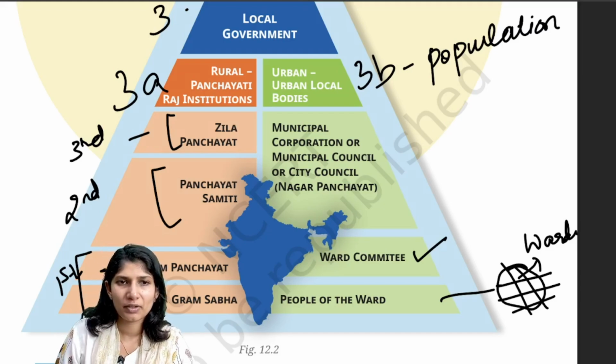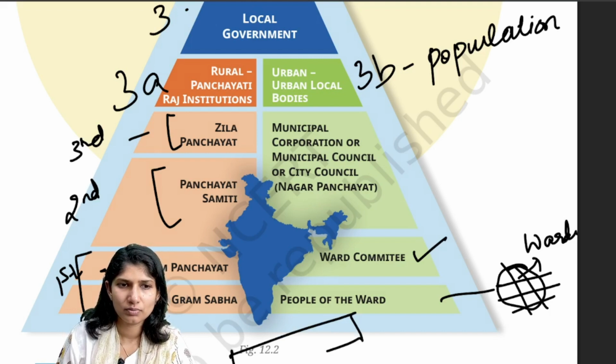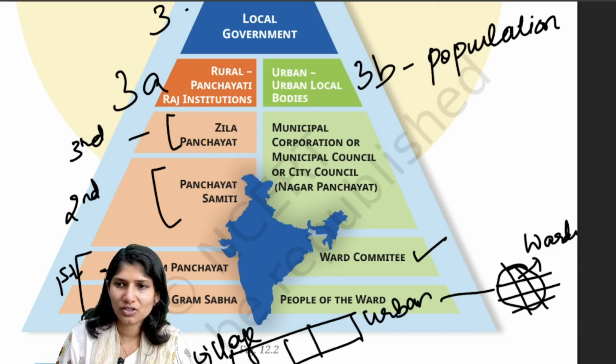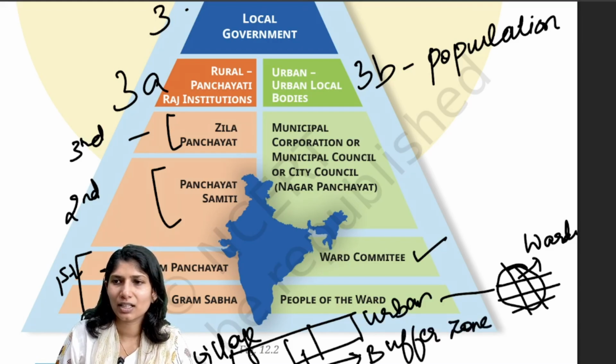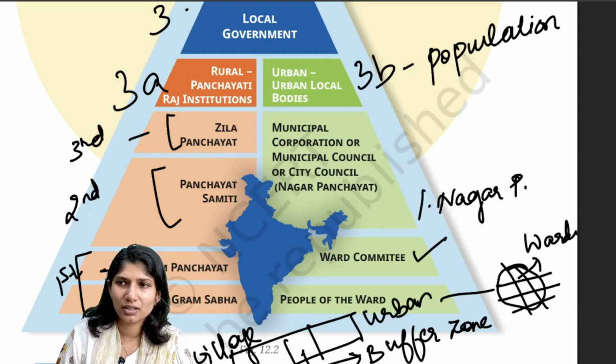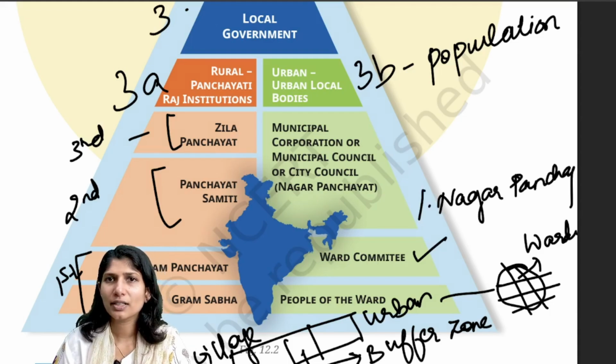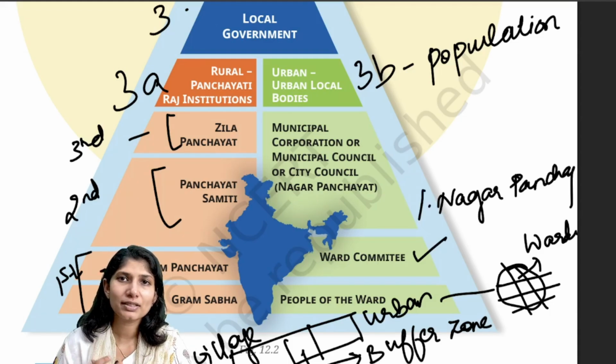Now what is this? If I go from a village to urban areas, there will be a transition zone or buffer zone. This is called Nagar Panchayat. So if I have to draw it in three levels, the first level will be your Nagar Panchayat. Nagar Panchayat is your buffer stage, that is, crossing from village and going to your urban area.